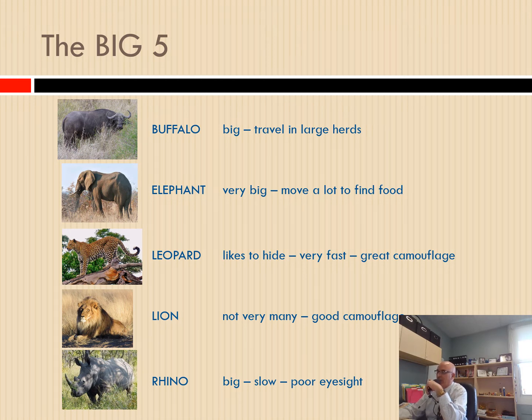There's the elephant. The elephant's really big, and they move a lot to find food. So they're always moving around because they eat a lot. The leopard. Leopards like to hide. They're very fast, and they have great camouflage. The lion.